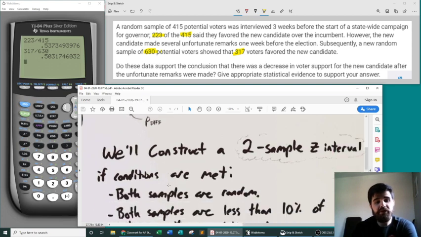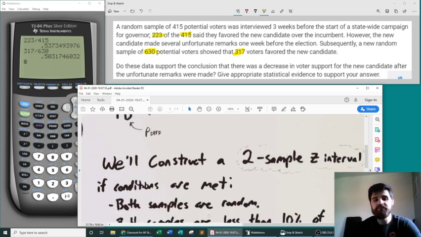Okay, condition number 1, we need random samples. So the prompt tells us a random sample here, random sample here. So both samples are random. So we're good on randomness.